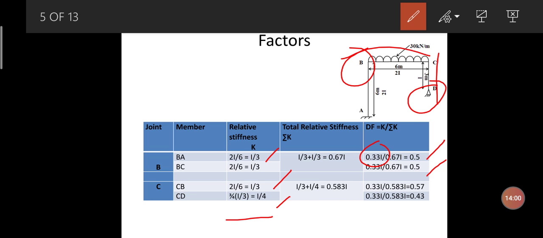So again if I want to calculate the total relative stiffness, it is nothing but the summation of I by 3 and I by 4, which is 0.583I if I solve it. So finding out the distribution factor, it is nothing but K by sigma K for joint C with the members CB and CD. By solving that, for member CB I have got a distribution factor as 0.57, and for CD member I have got it as 0.43.